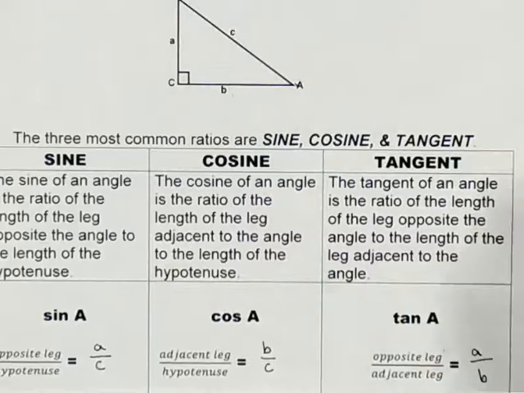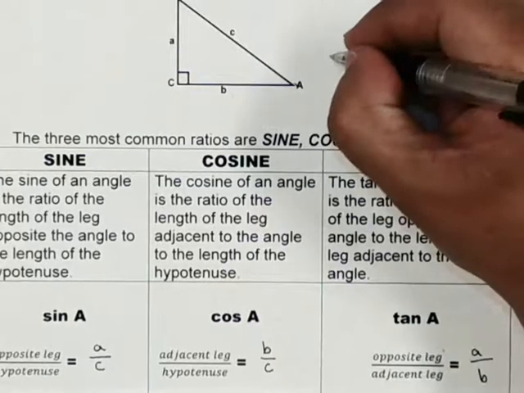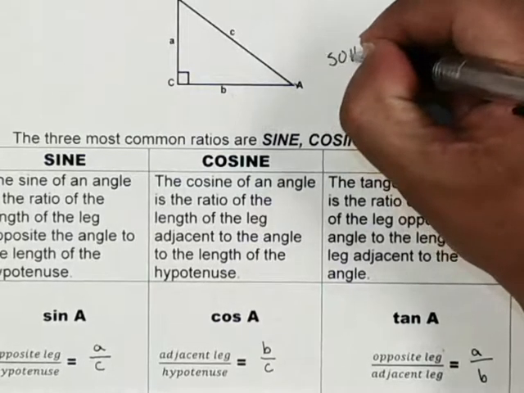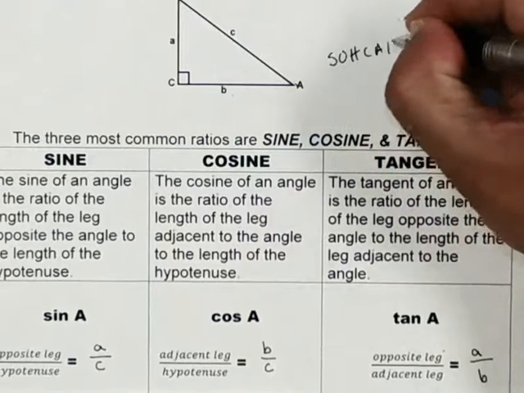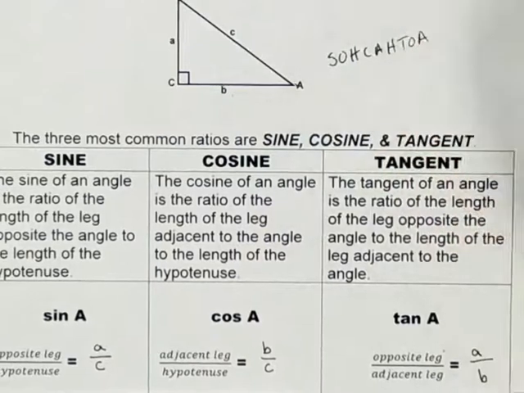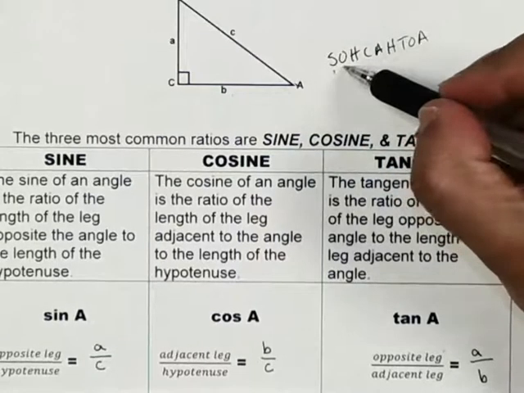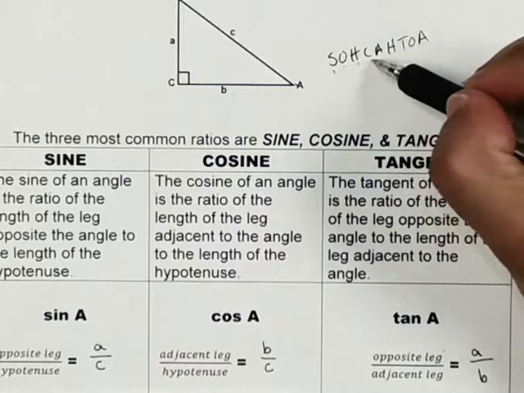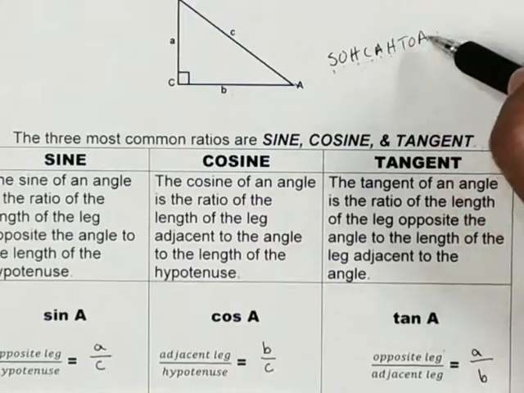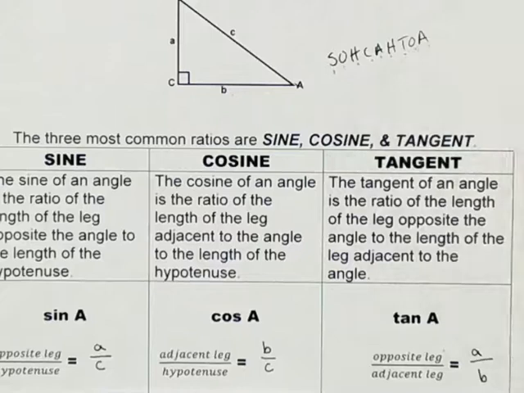Something we use to help you remember this is called SOHCAHTOA. Where sine is opposite over hypotenuse, cosine is adjacent over hypotenuse, and tangent is opposite over adjacent. So we call that SOHCAHTOA.